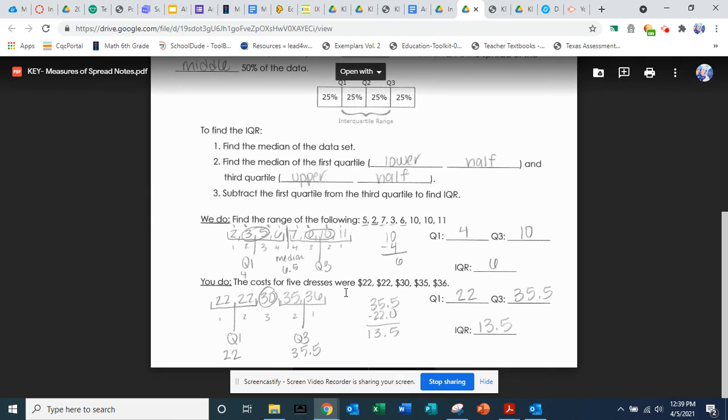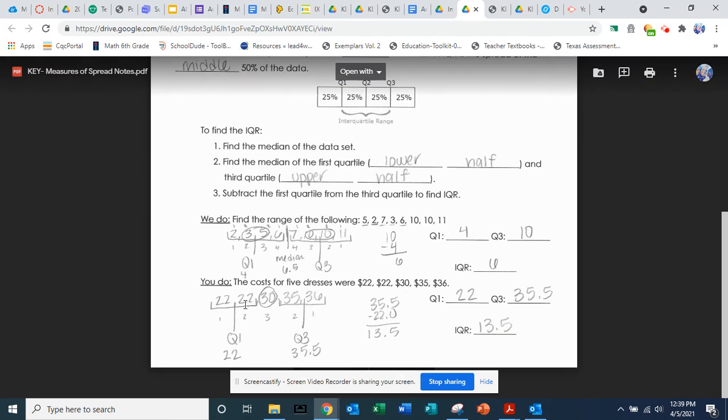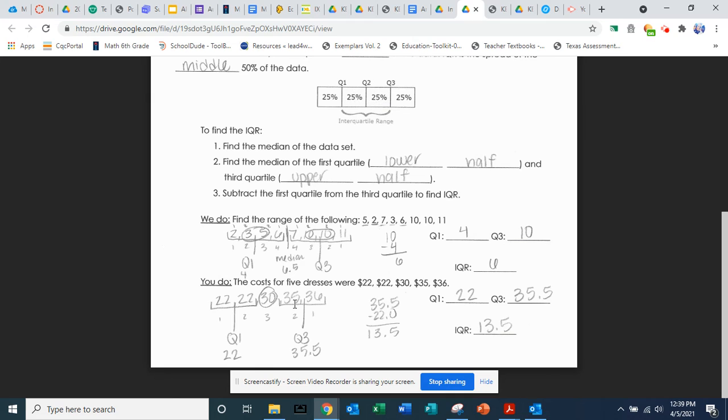Now, the cost of 5 dresses, we put them in order. Some people get confused because we have a double. It doesn't matter. You still write it out: 22, 22, 30, 35, 36. Now, your median is 30. That's the middle of your data set.